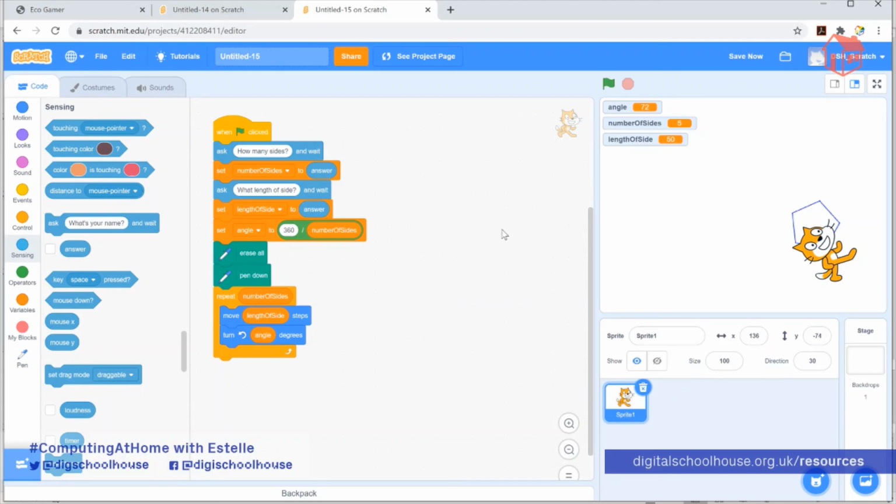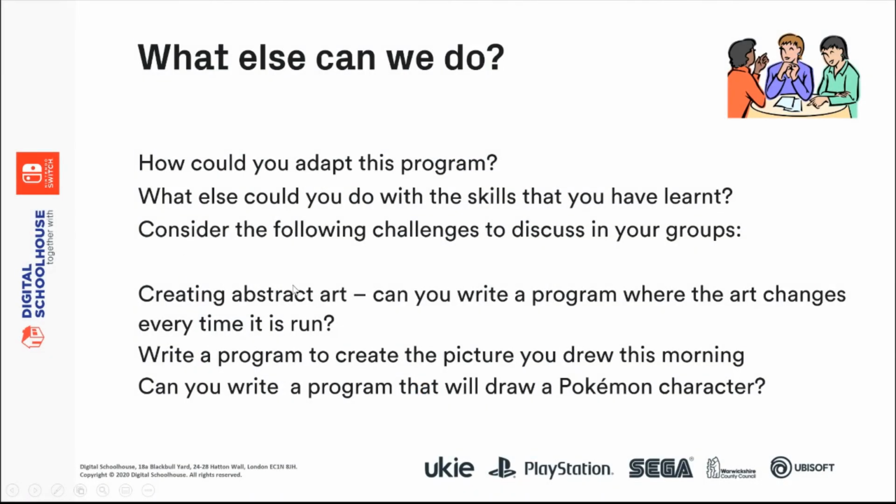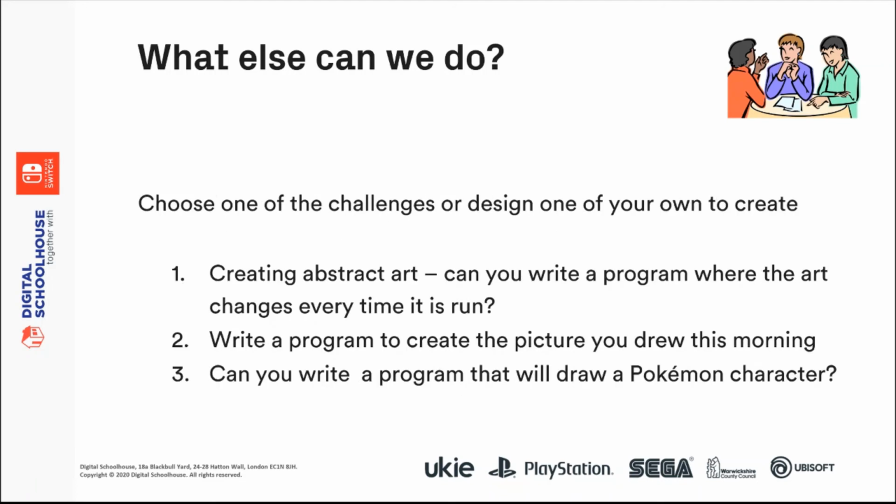What could you do to take this further? Let's have a look at what you could do. Okay, so here's a few ideas for you. What could you do to adapt this program? You could have a go at drawing some abstract art. You could write a program where the art changes every single time it's run. You could have a go at writing a program that draws your favourite Pokemon character.